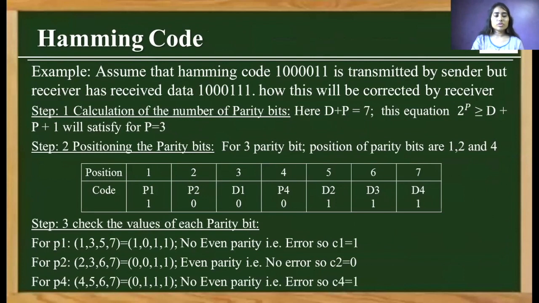Then for P4, the 4, 5, 6, 7 combination should have even parity, or an even number of ones. So let's check. At the fourth position we have a 0. At the fifth position we have a 1. At the sixth position we have a 1. And at the seventh position we have a 1. That means this combination 4, 5, 6, 7 has an odd number of ones, that means a total of 3 ones, so no even parity. That means this combination has an error. So for P4 we have check bit C4 which is 1 as we have no even parity.